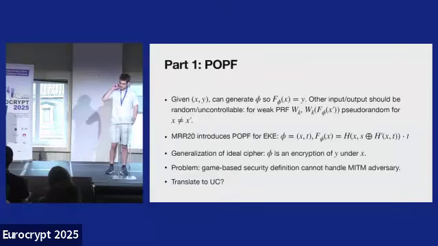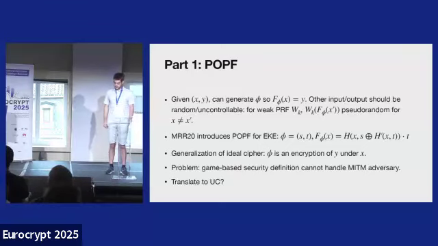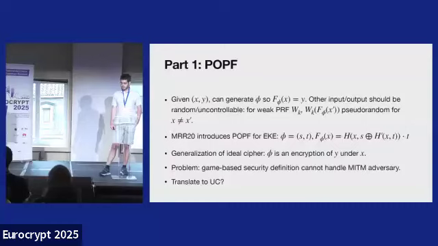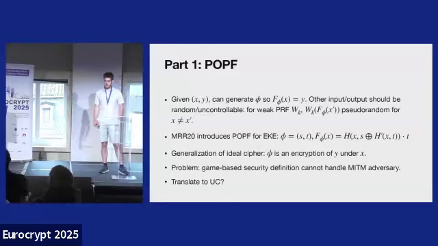Okay. So part one, this POPF. What is this as an abstraction? If I have some input-output pair, I can generate some phi so that this function family is indexed by phi, and if I have my input-output pair, I can program this function once. So I can find some phi so that f phi of x equals y. And the point is, this should only be able to happen once. Once phi is determined, the other input-output behavior should appear random.